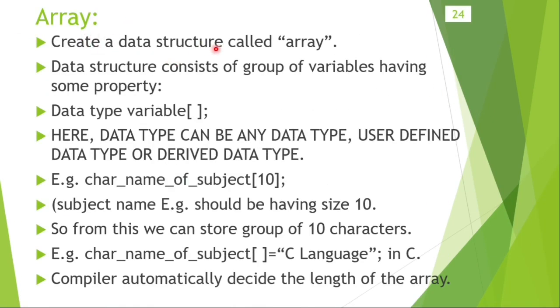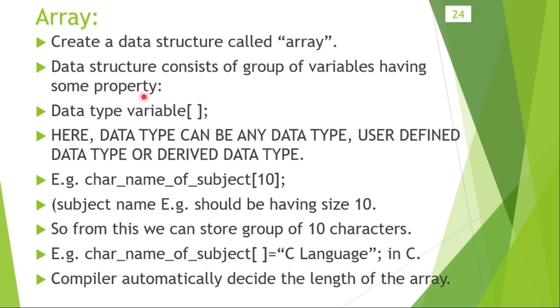Array. Create a data structure called array. You know what an array is? Some groups of numbers fixed in some group. Suppose we can say 0 to 5, 5 to 10, 10 to 15. This is group data. Suppose somebody got 50 numbers, so we fix it in the 45 to 50 category. So this is called an array, that you have already learned in the math chapter on statistics in 9th and 10th also. Okay, a data structure consists of a group of variables having some properties.